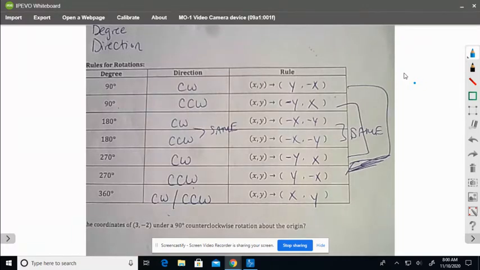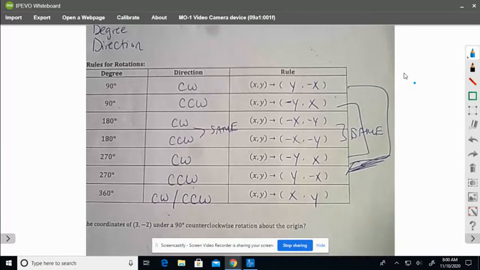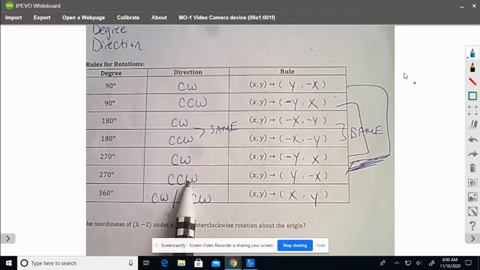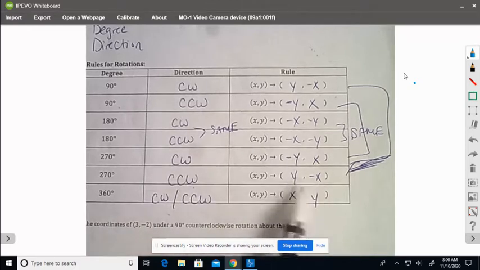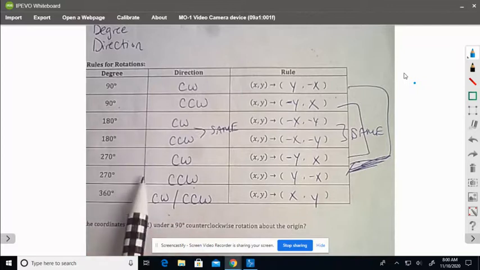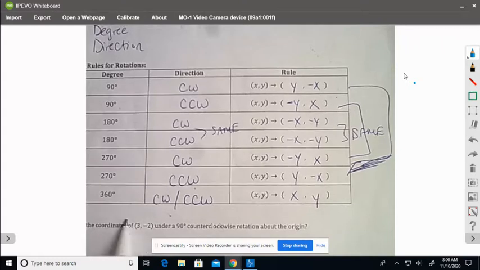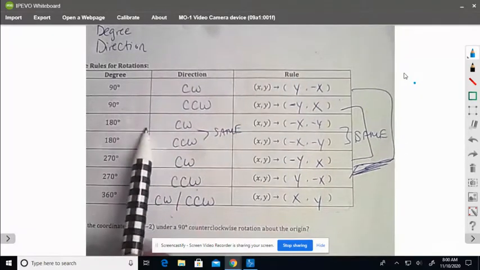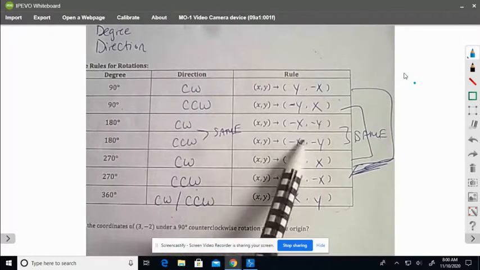Okay. So interesting things to note here is that 90 degrees clockwise is the same as 270 counterclockwise, the same rule. 90 degrees counterclockwise is the same as, it's like a tongue twister, 90 degrees counterclockwise is the same as 270 clockwise. If we have a 360 degree, it doesn't matter which direction we're going, our point's going to stay the same. If we have 180, it doesn't matter which direction, we're still going to do the same rule.